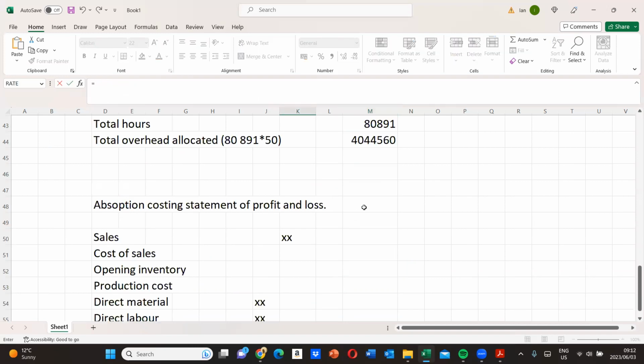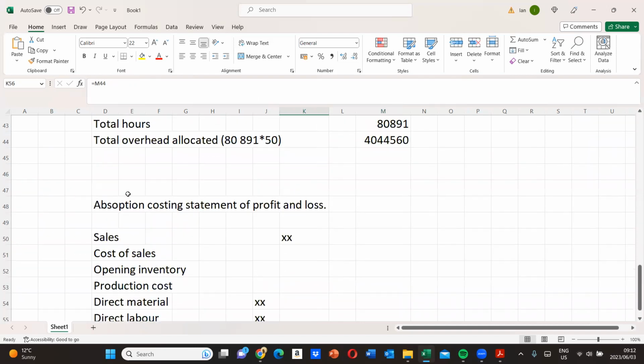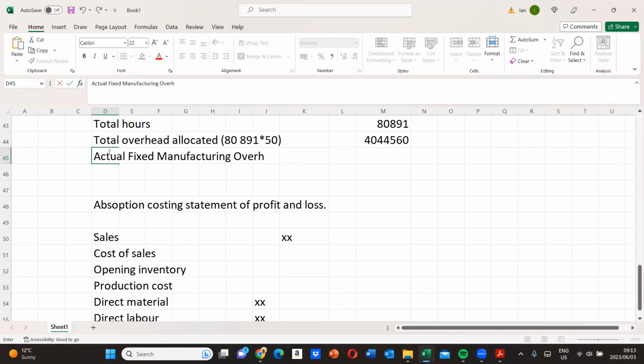So in this statement, you're going to record your fixed manufacturing overheads looking like this. Now, there is a problem. Remember, these are the total allocated fixed overheads.